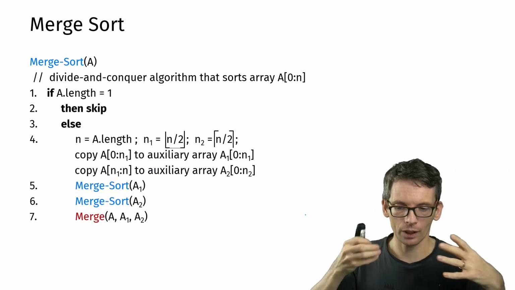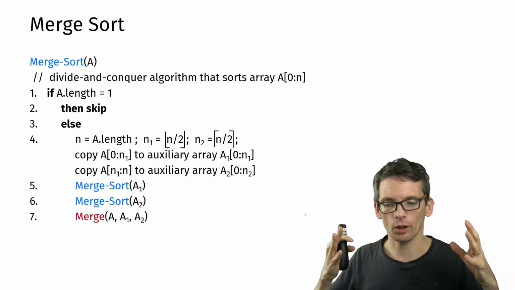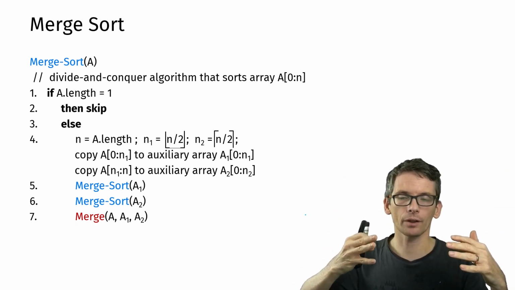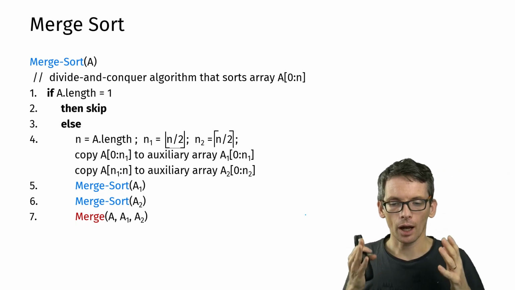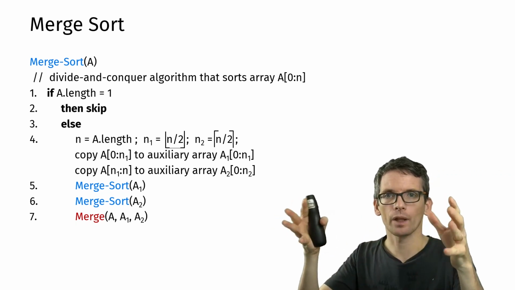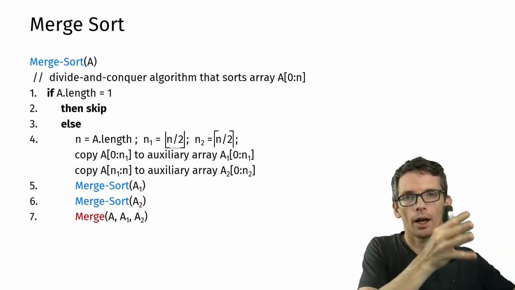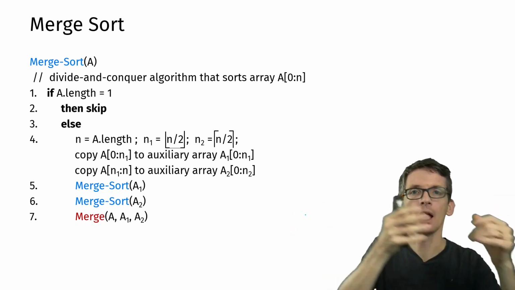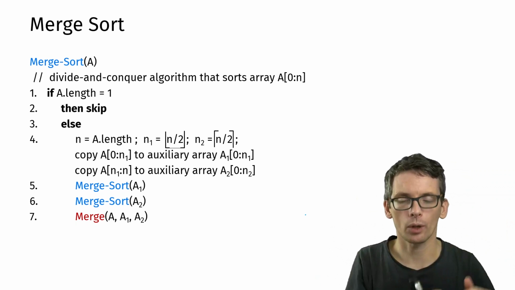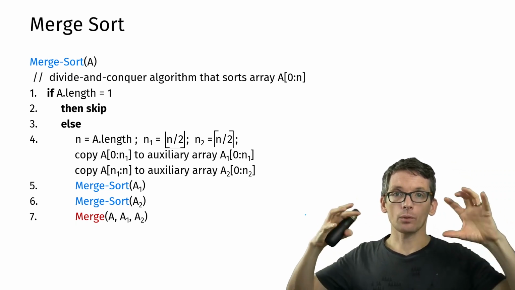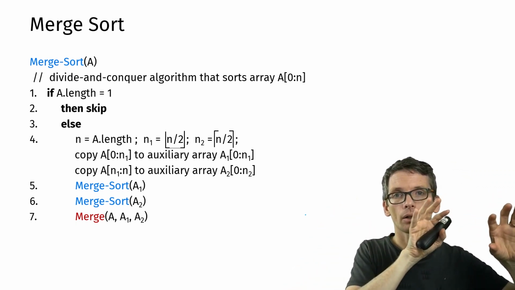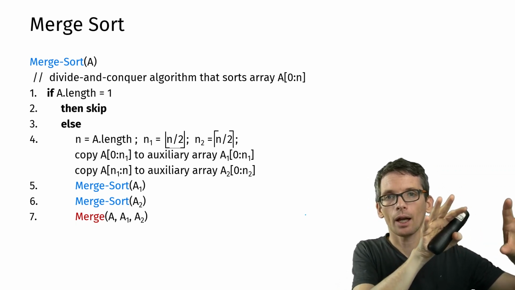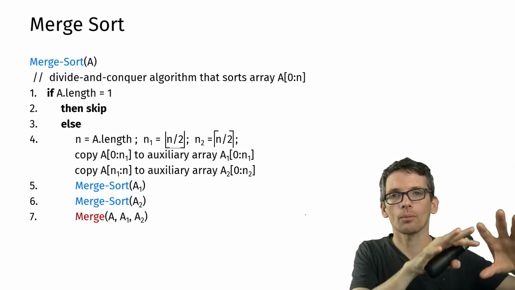So more specifically, merge sort does the following. If I only have one element left, I do nothing. Otherwise, I copy the elements of my array to two arrays of half the size. So the first half of my array I copy to A1. The second half I copy to A2. Then recursively I call merge sort on A1 and merge sort on A2. And then at the end I need to combine the solutions.